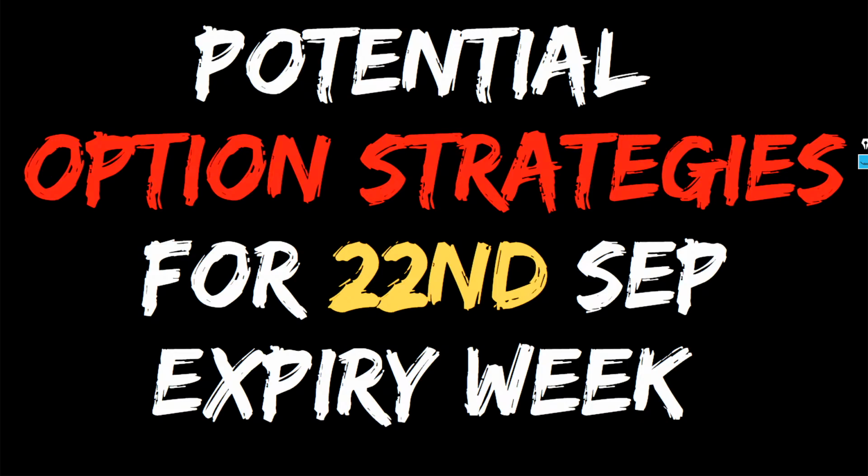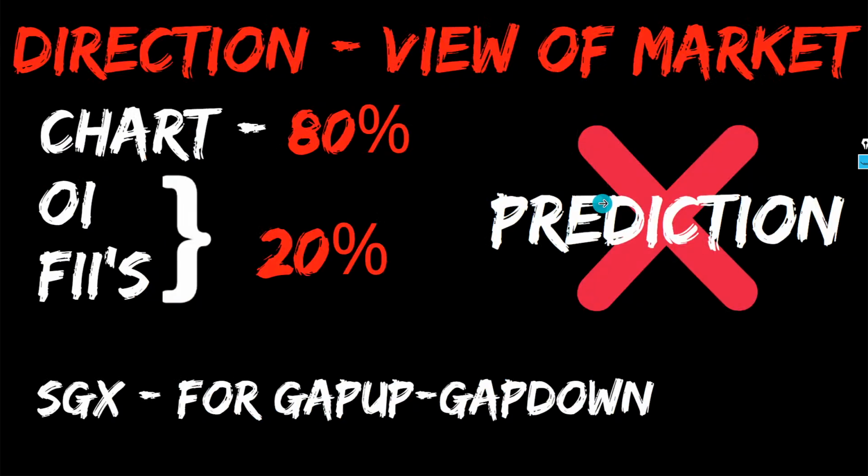Today's session is going to be about what are all the potential option strategies for the 22nd September expiry week. I think we have done one more session last Sunday. I believe I showed you what all strategies we can deploy for the next week expiry. So today we will discuss the 22nd week expiry. Alright, let me take you to the next screen.